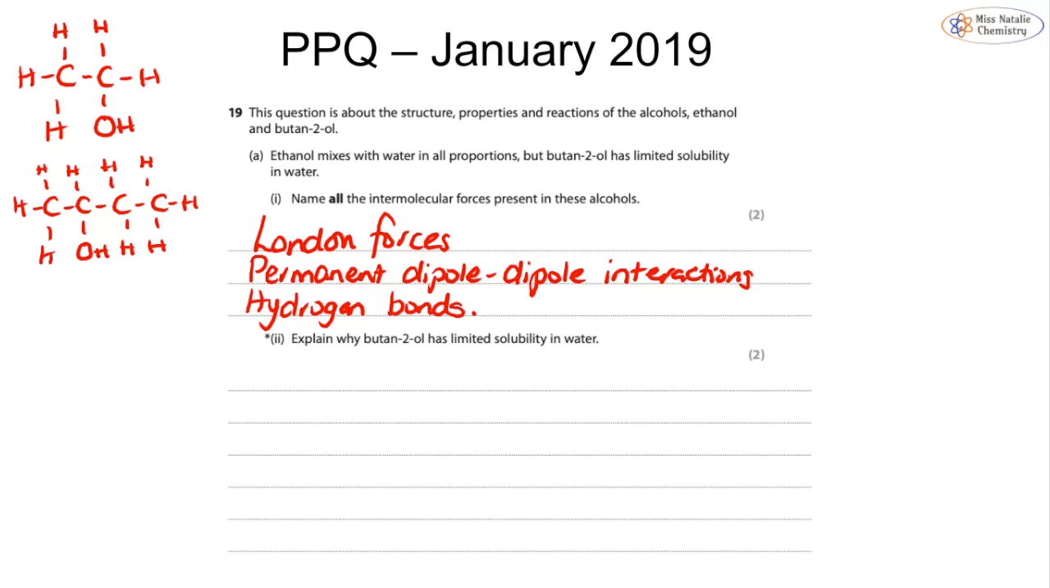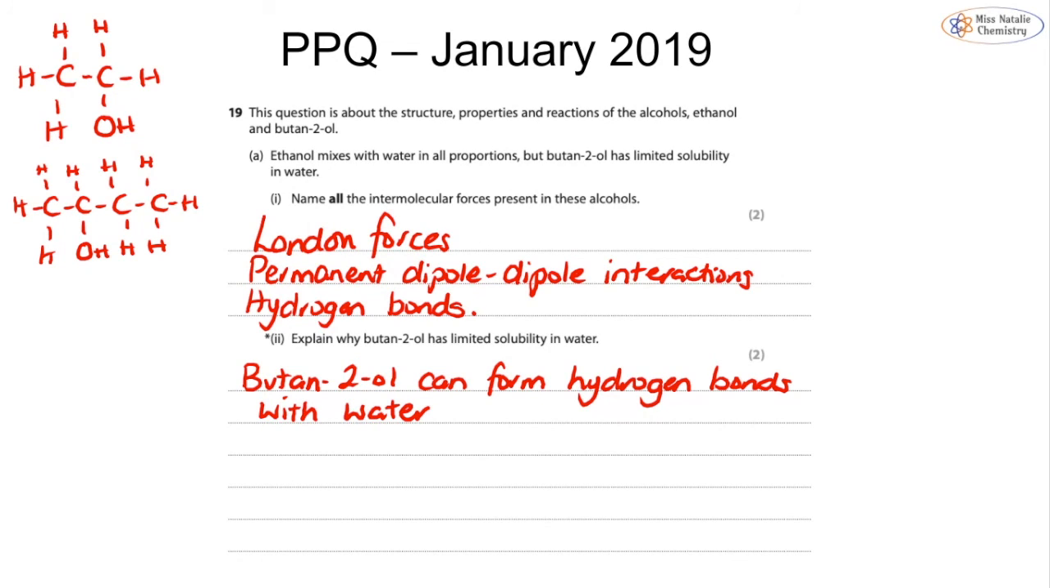Now, part 2 is looking to explain why butan-2-ol has a limited solubility in water. So we've already said in this video that ethanol can dissolve in water, but why butan-2-ol then is a little bit smaller. So first of all, why is it soluble? Well, butan-2-ol can form hydrogen bonds with water. And that is because we have that OH group. So it allows us to have the hydrogen bond, which allows some of it to dissolve.